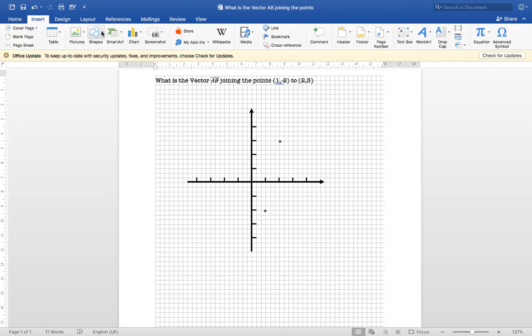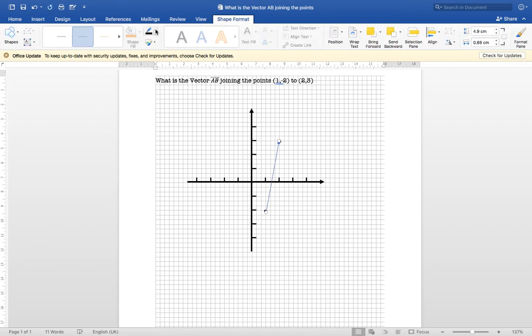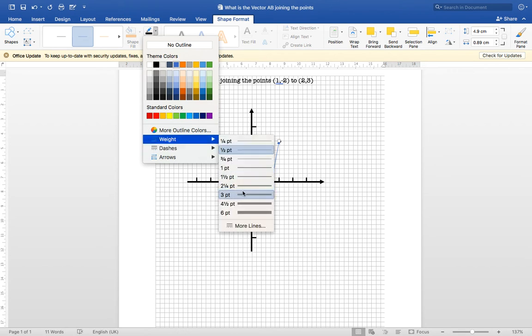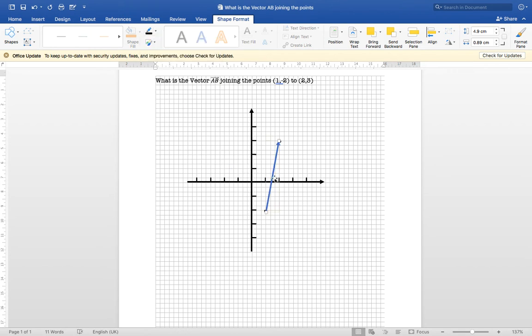So the vector joining those 2 points, we could work it out in 2 ways. If you wanted to look at it geometrically, there's the vector there, joining the point 1, minus 2 to 2, 3. Again, just so we can see it. Let's chunk it up a bit. If we wanted to look at the value of that vector, we could take it back to the origin, and that would be 1, 5.